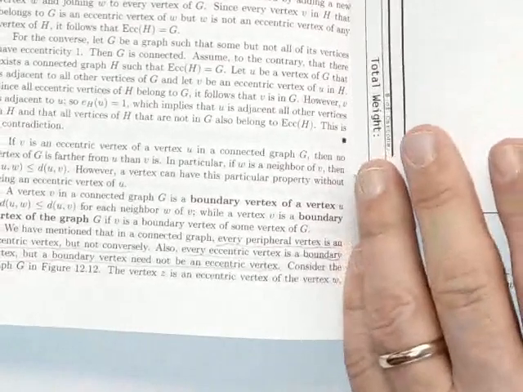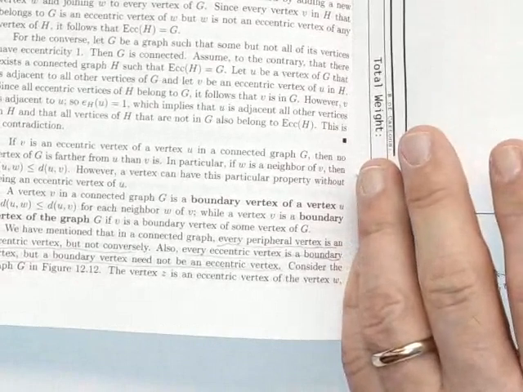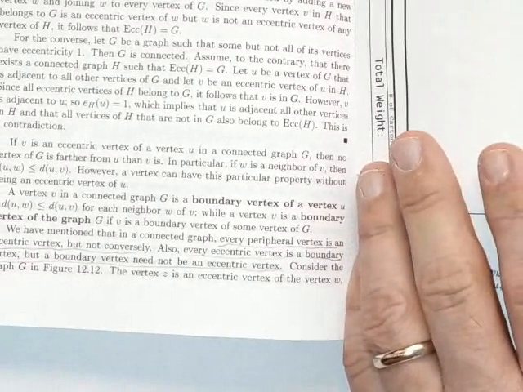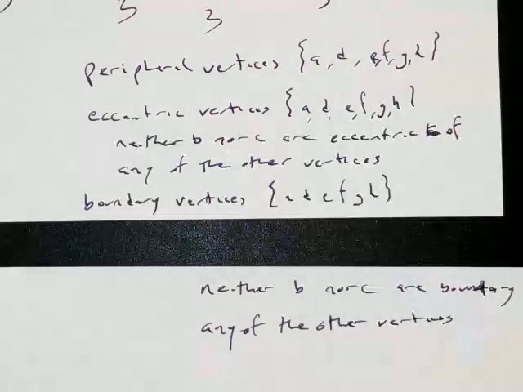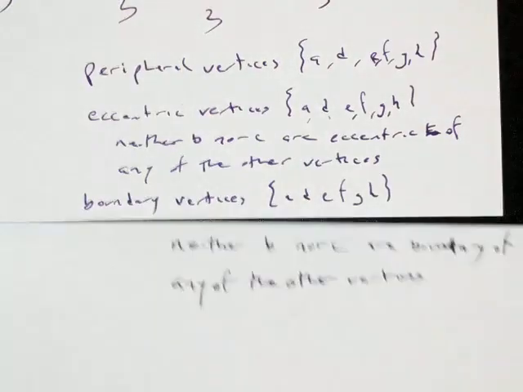Exactly. Because now I know once you're in the periphery, you're automatically in the eccentric, you're automatically in the boundary. I only have to check the others. And that's why I was only looking at B and C all this time, because I knew I got the rest of them for free.